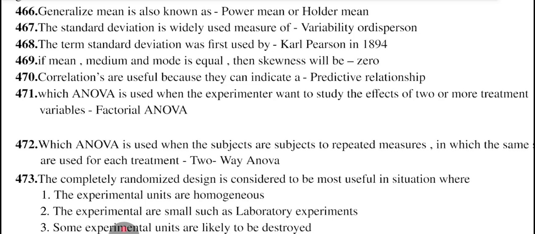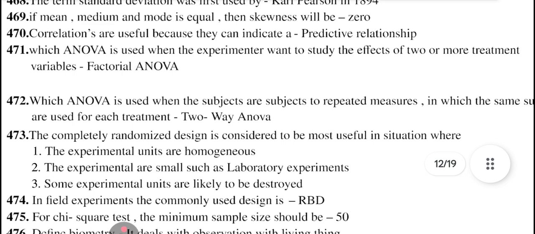Correlations are useful because they can indicate a predictive relationship. ANOVA used when the experimenter wants to study the effects of two or more treatment variables is factorial ANOVA. ANOVA used when the subjects are subject to repeated measures, in which same objects are used for each treatment, is two-way ANOVA. This ANOVA kind of questions are also very important. Read the questions and answer carefully.